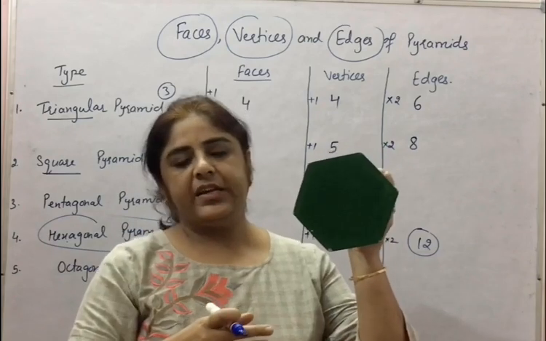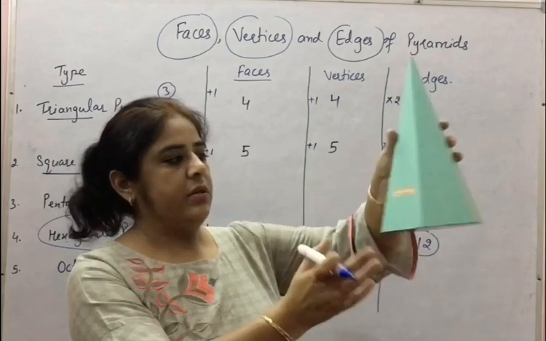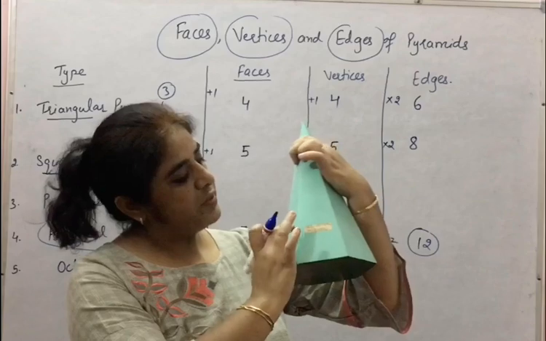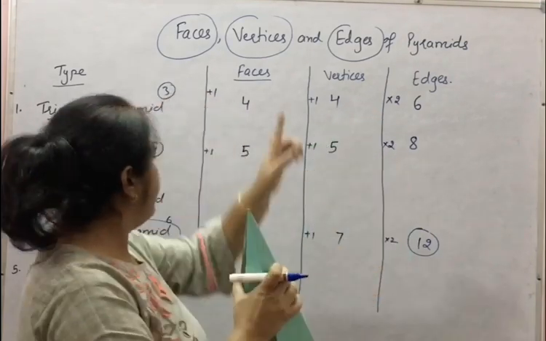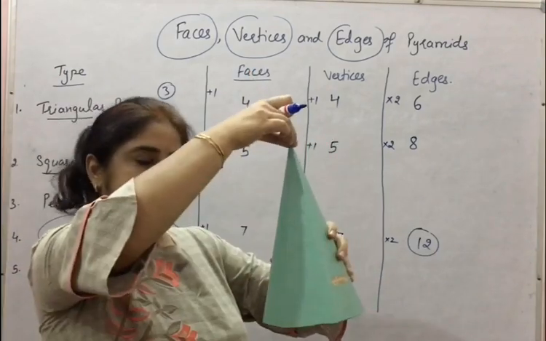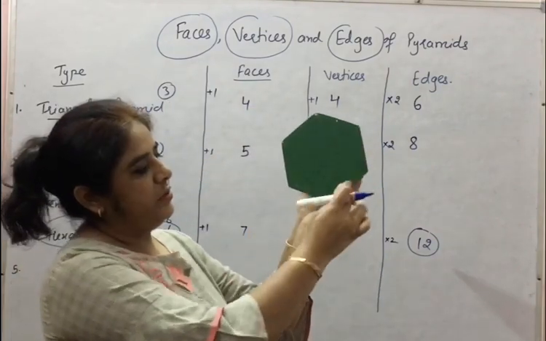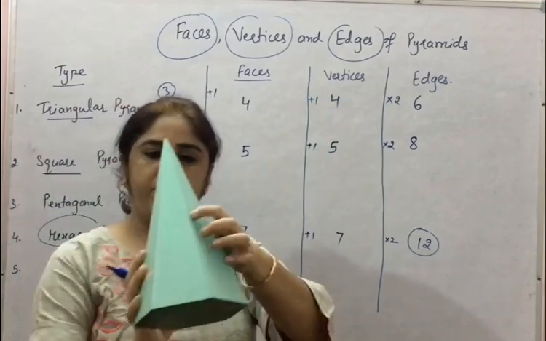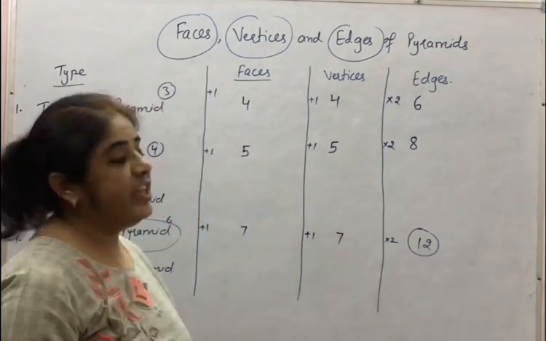See, this is your hexagonal pyramid. So faces, 1 is this, 1, 2, 3, 4, 5, 6, means 6 side faces and 1 would be this. So total faces are 7. Vertices, 6 at the base and 1 will be here. So the total would be 7. And edges, 6 here and 6 here. 1, 2, 3, 4, 5 and 6. So how many will it be? 12. In this way we can count.